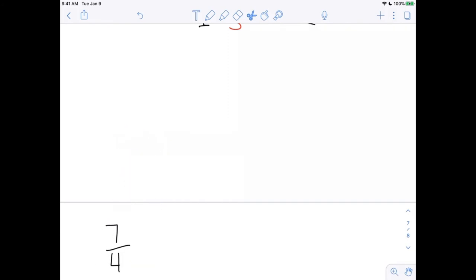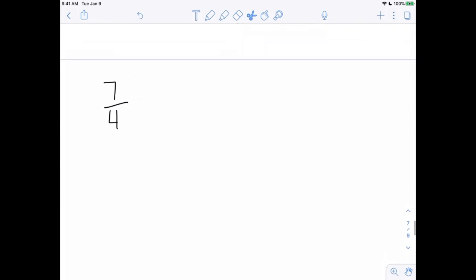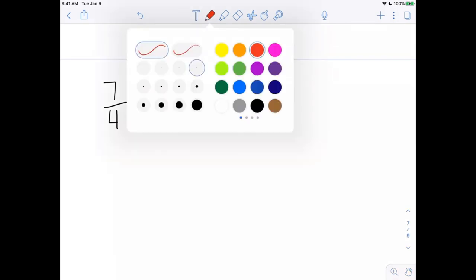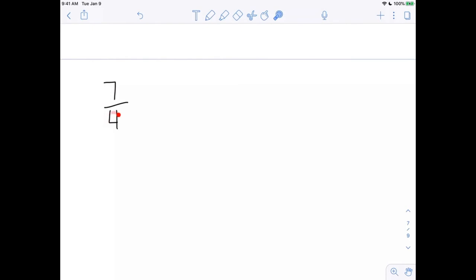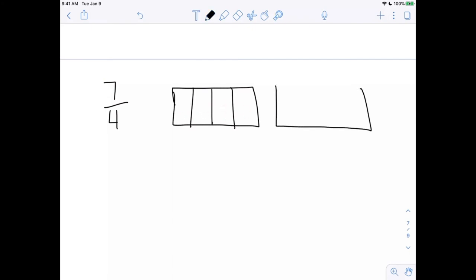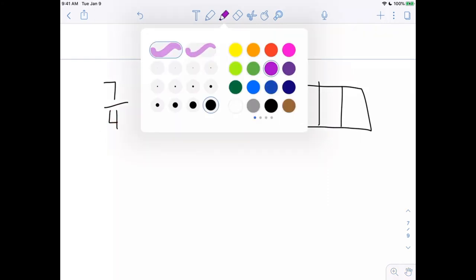Let's do 7/4. We're going to do 7/4 with the area model first, and 7/4 means it takes 4 pieces to make one whole. So here's my one whole. Now that 7 means we have 7 pieces, and so far we only have 4 pieces. So I need to draw another whole, cut it up into 4 pieces, because that denominator says each whole is supposed to have 4. And now I'm free to shade it in.